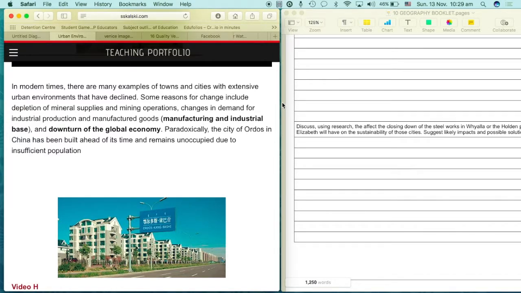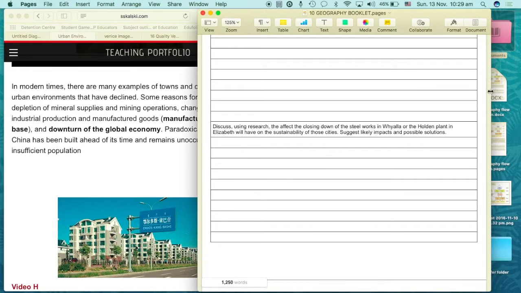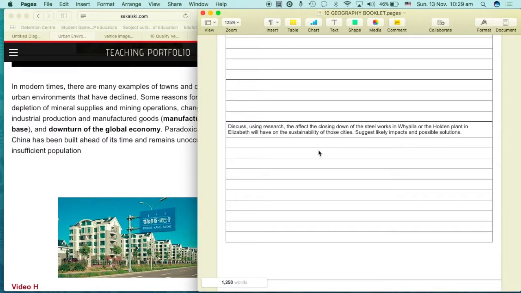Now, the last question is really going to involve a little bit more thought on your behalf. Discuss using research the effect of the closing down of the steelworks in Whyalla or the Holden plant in Elizabeth, which will have on the sustainability of those cities. Suggest likely impacts and possible solutions. So you need to go a little bit deeper, I guess, is what I'm trying to get to.